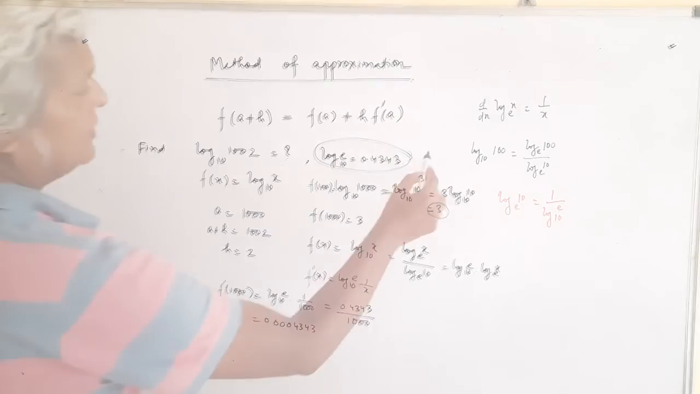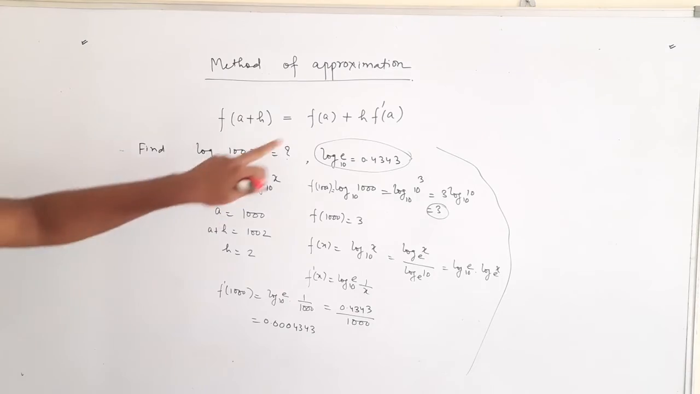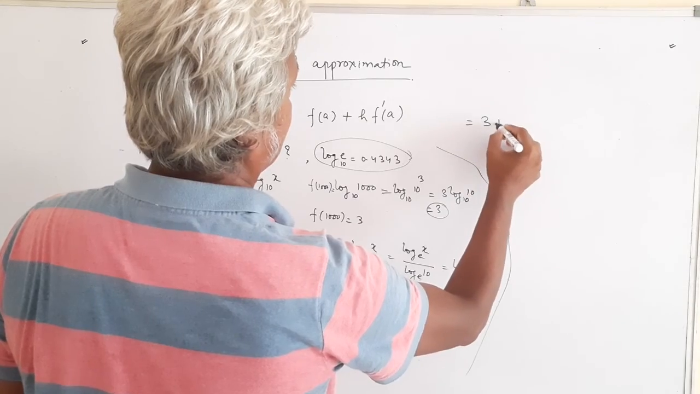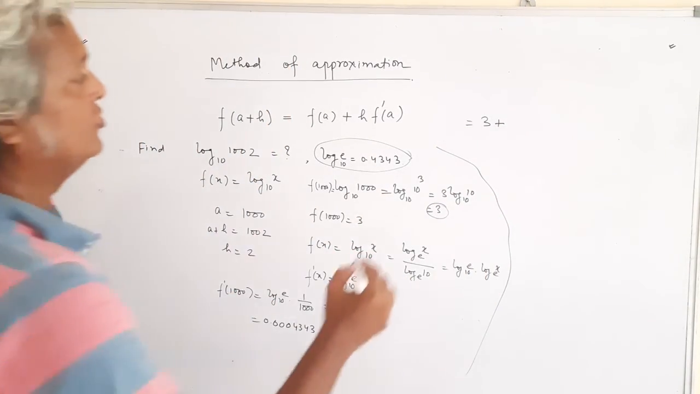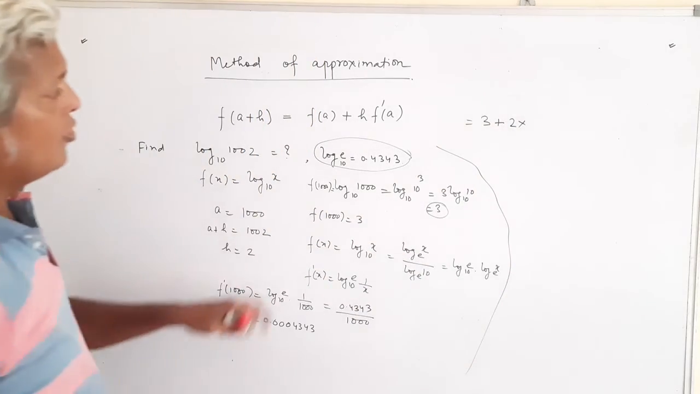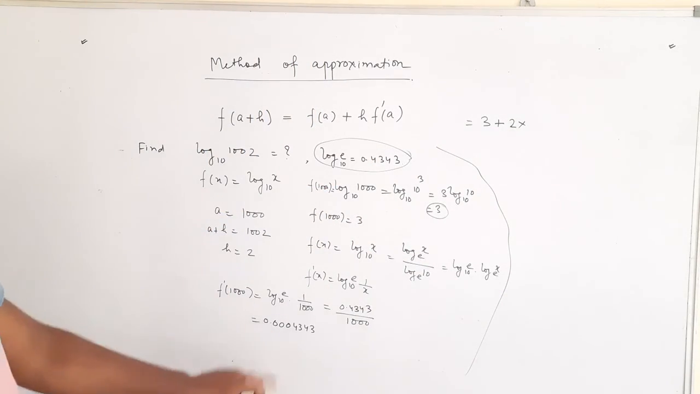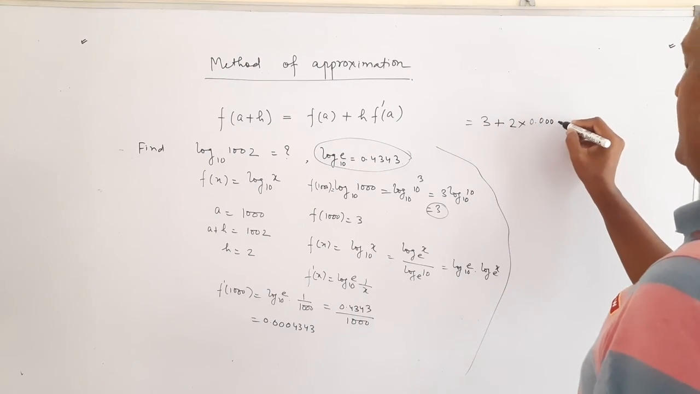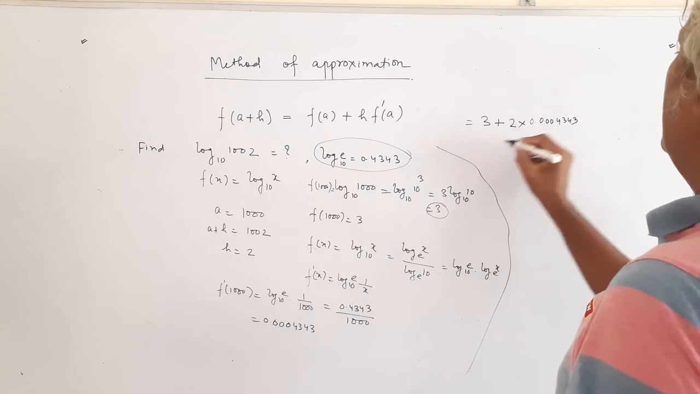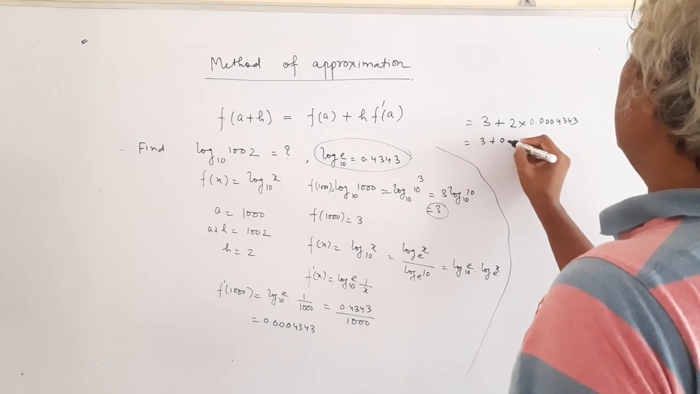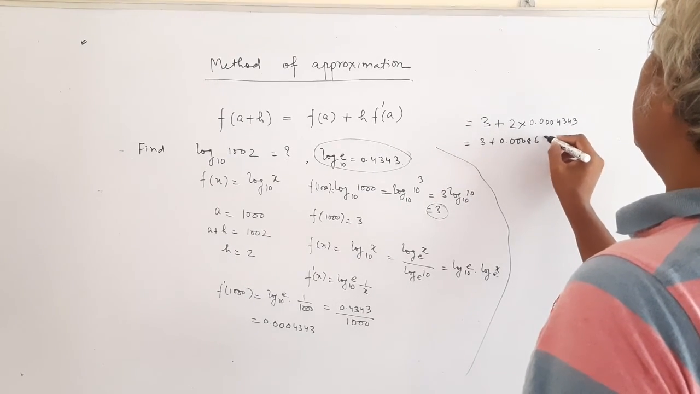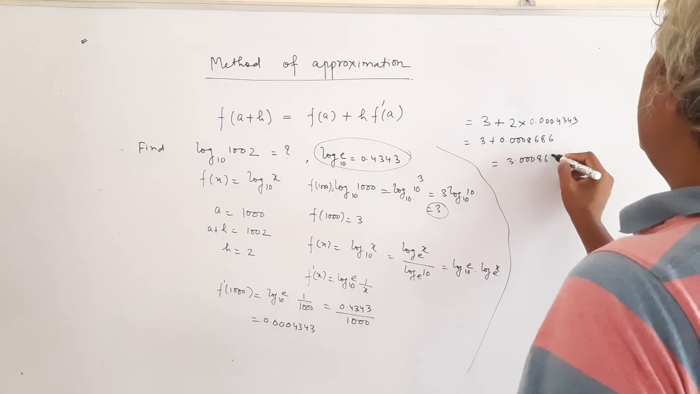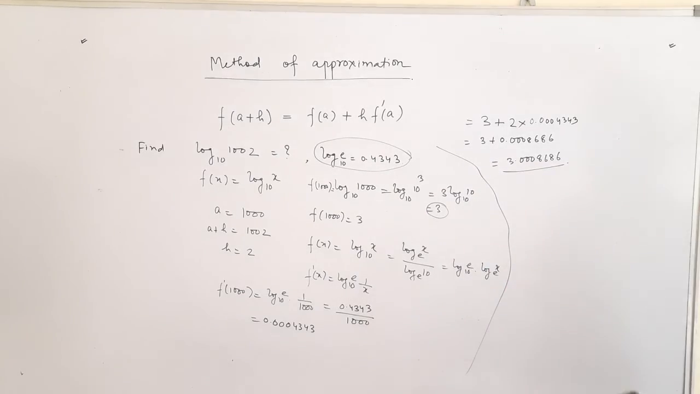So we have everything ready. Now we have to put in the values. What is the value of f(a)? That is 3. So this is 3 plus, what is the value of h? 2. So this is 2 into, what is the value of f dash a? We have just found f dash 1000 is 0.0004343. That is 3 plus 0.0008686. Now you add them up. This is 3.0008686. This is your answer.